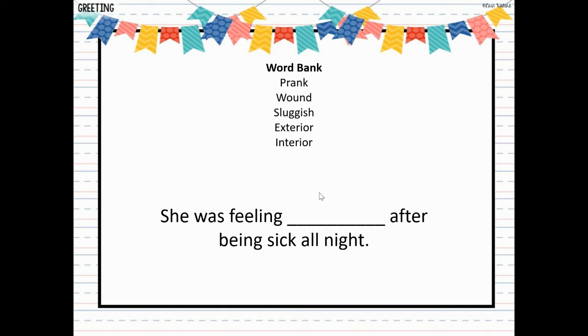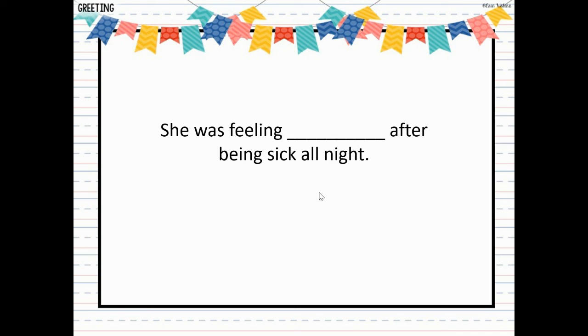I was feeling blank after being sick all night. I'm sorry, she was feeling blank after being sick all night. Which word would describe how you would feel? The word that would go in the blank would be sluggish. Remember, sluggish means to move slow. So if you are awake all night, not feeling well, in the morning, you would definitely be moving slow.